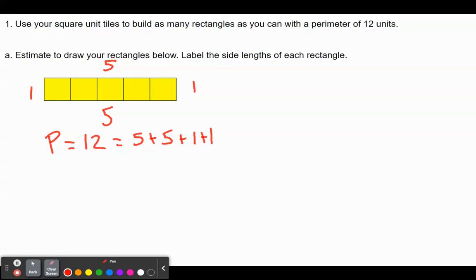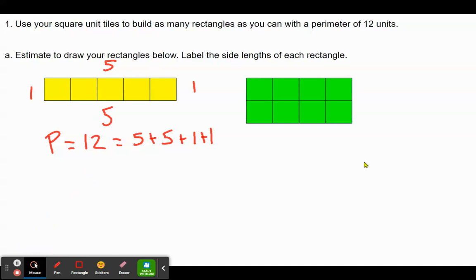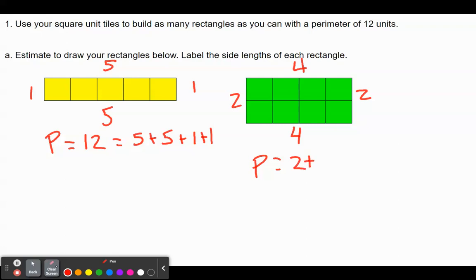Okay, let's see if we can find another rectangle that has a perimeter of 12. So let's try if this rectangle will work. So now I have a side length of 4, and my other side length is 4, 2, and 2. So my perimeter is going to be 2 plus 2 plus 4 plus 4, which gives me 4 plus 8, which is going to equal 12. So my perimeter is 12.